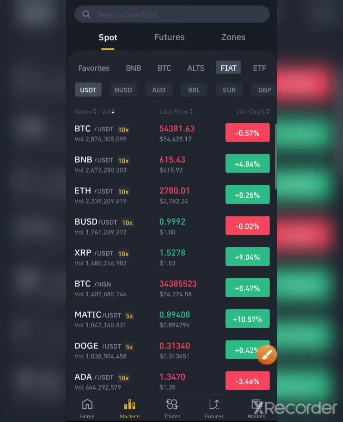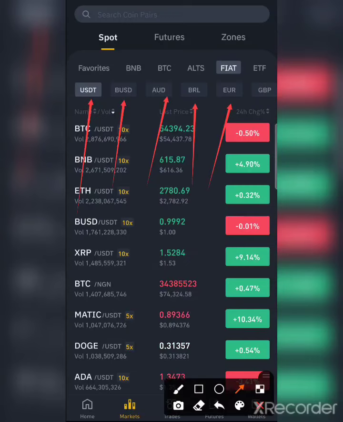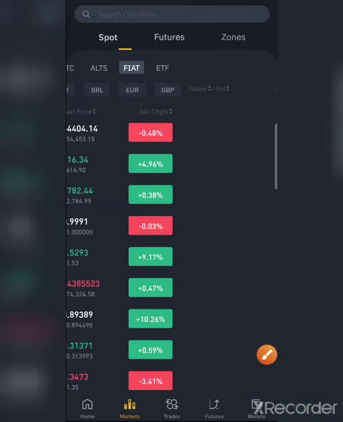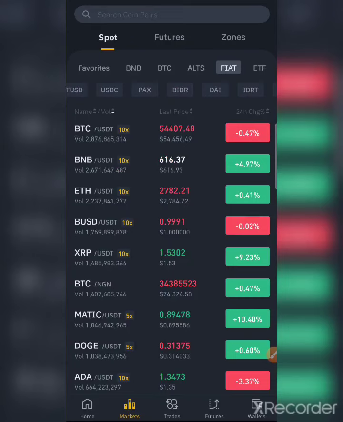Sorry, this one is the USD Theta. This one is the Binance USD. This one is Australian dollar. This one is BRL dollar. This one is euro, the normal euro. This one is Great Britain pounds. That's what that one means. So also we have other ones here. You can still use them to trade. All of them are called fiat.